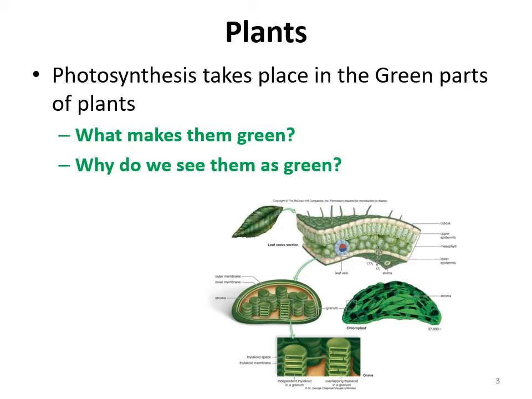Now, we visually see them as green because they are reflecting the green wavelengths of light, and at that same time, they're absorbing red and blue wavelengths. So instead, we see them as green.